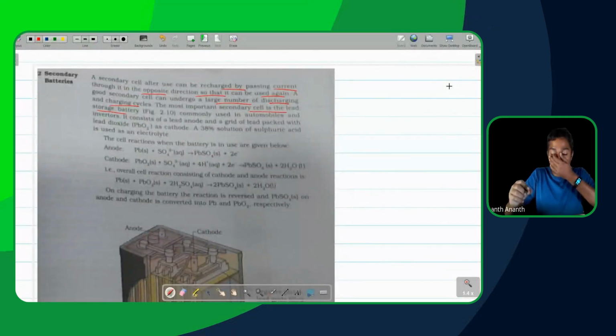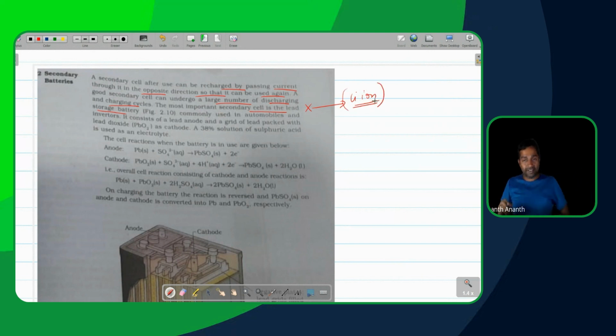So the most important one currently, this statement alone, I will not agree with. The most important current one is actually going to be lithium-ion. Secondary cells, the best one currently, the most important one is the lithium-ion cell. Anyway, coming back to this now. Lead storage is in our syllabus, one which was designed a long time back. So let's start off with lead storage.